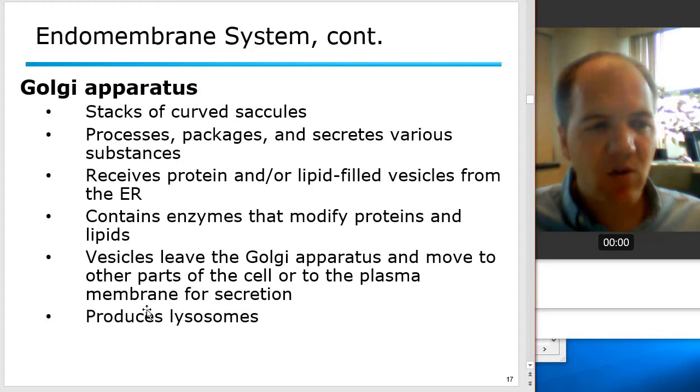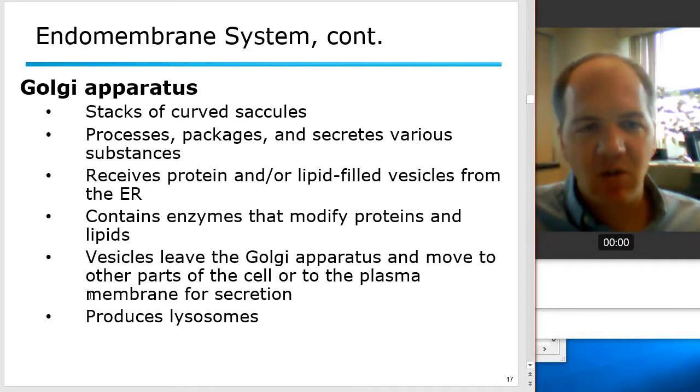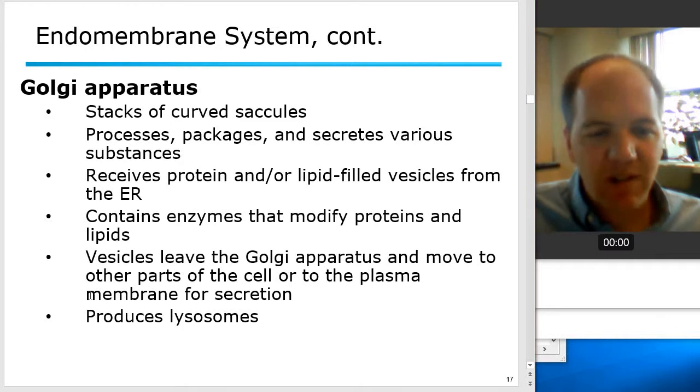Okay, we already talked about the Golgi apparatus. You can look through this information here on the slide, but its job is basically to modify those proteins that were produced in the rough ER and then send them to wherever it needs to go. So it's kind of like the packaging receiving center of the cell. Receives these proteins, packages them up a little bit different, and then sends them off.